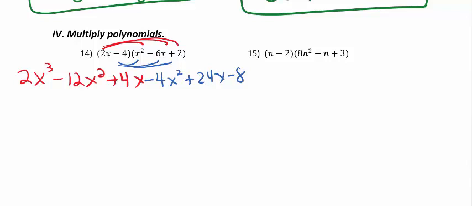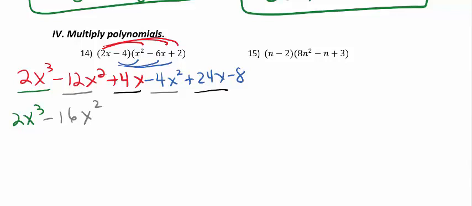Now we can combine like terms and write in descending order. 2x cubed just comes down, doesn't have anyone to combine with. We can combine our x squares. We have minus 12x squared minus 4x squared is going to give us a minus 16x squared. We'll combine our x terms. We have a 4x and a 24x. It's going to be 28x. And then we can just bring down the minus 8.